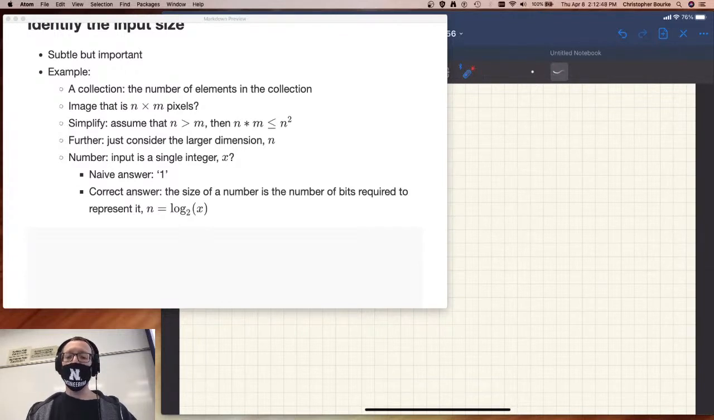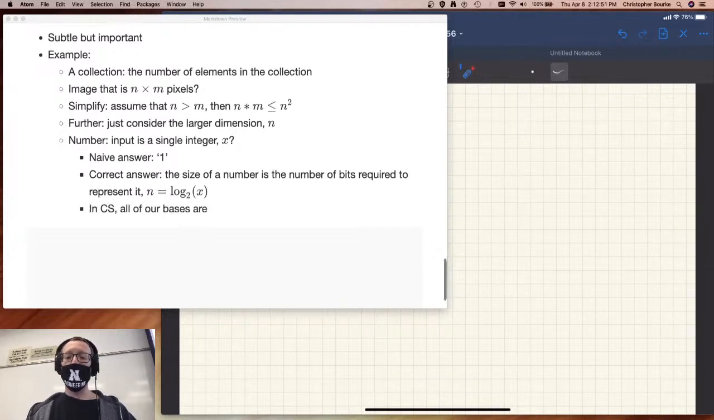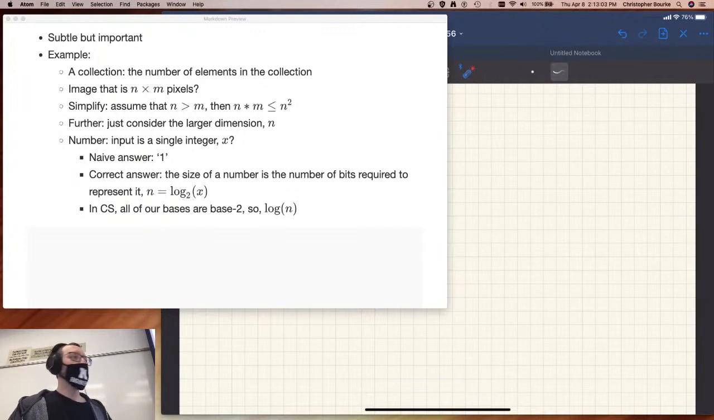Now, in CS, all of our bases are base 2. So we write log of n. Right? We're self-respecting computer scientists. We're not mathematicians. Dirty mathematicians would say what the base system for mathematicians is? No, not 10. That's for grade school arithmetic, it's base 10. Base e, why e? Because the first derivative of e has a coefficient of 1. Right? Everybody knows that, right?